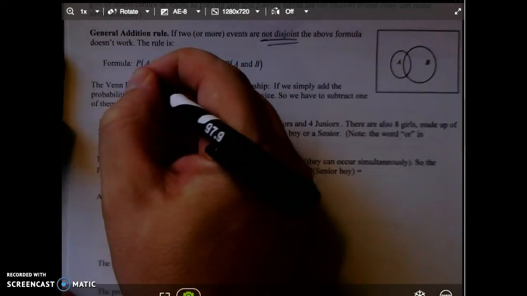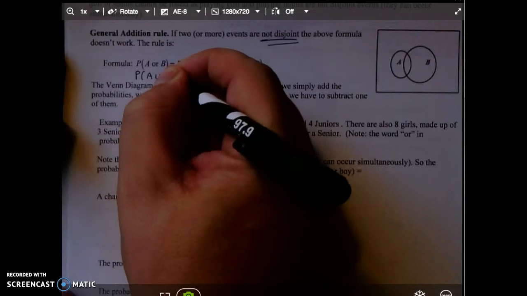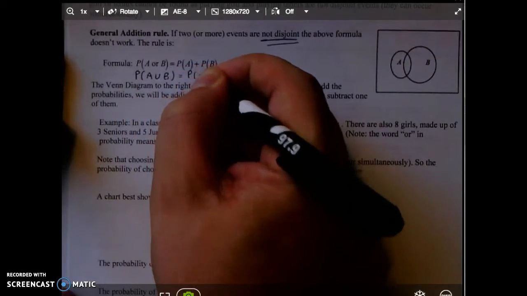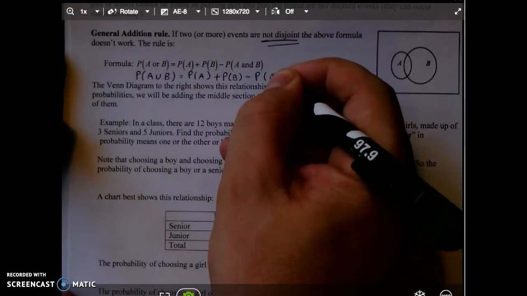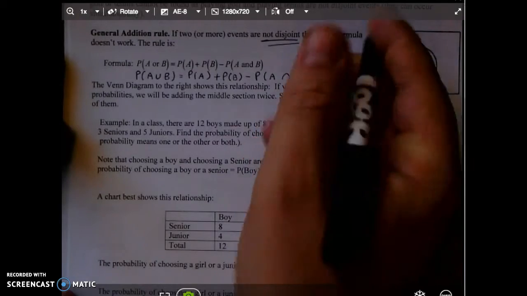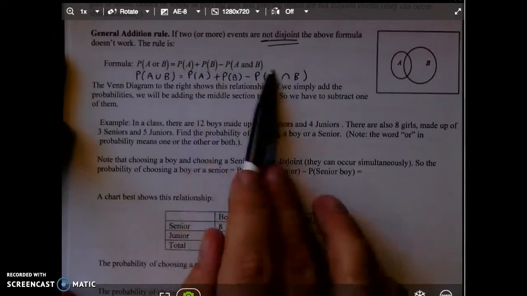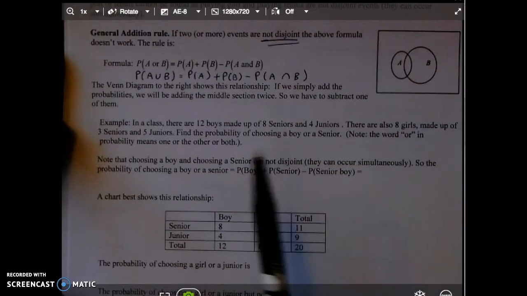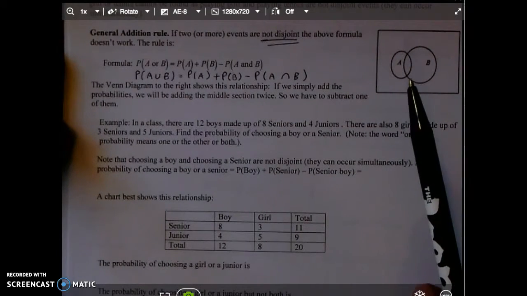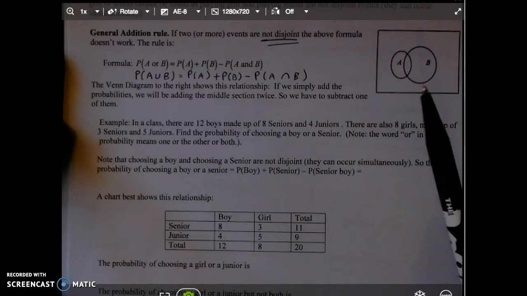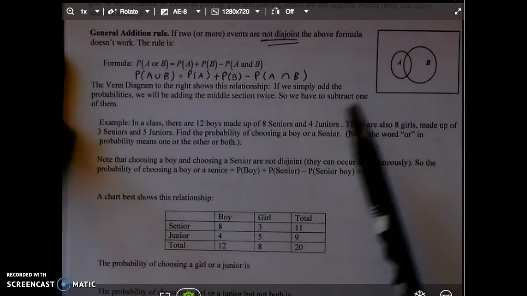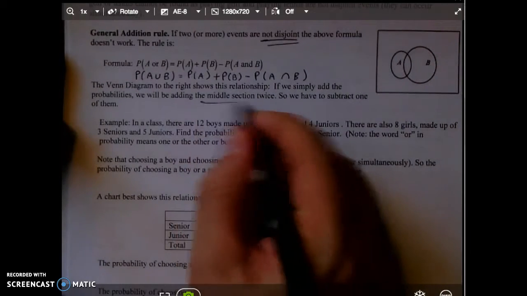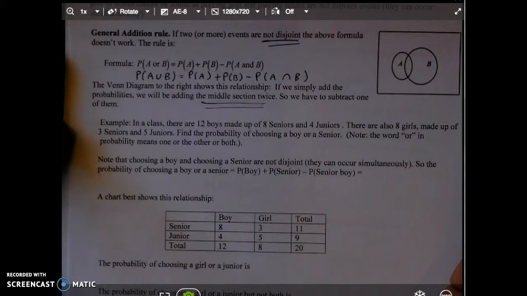To write it with symbols, we have the probability of A union B equals the probability of A plus the probability of B minus the probability of A intersect B. So writing it this way and writing it this way, this is the same thing. The idea is that we can still add this probability for A and this probability for B, but we have to subtract out this area that we double counted. Because if we didn't do that, we would be adding the middle section twice, and we would get the wrong thing.